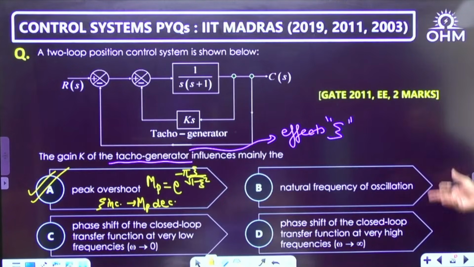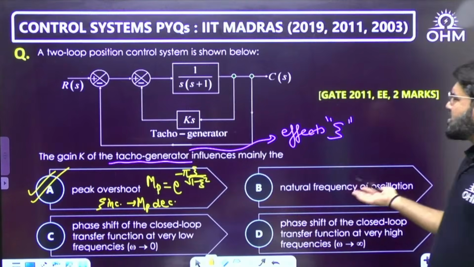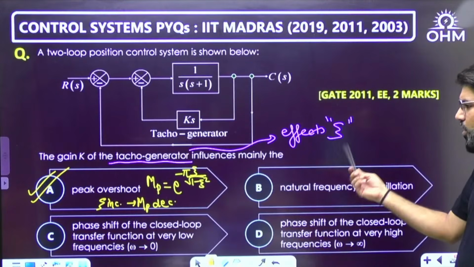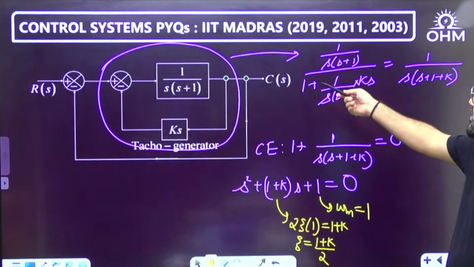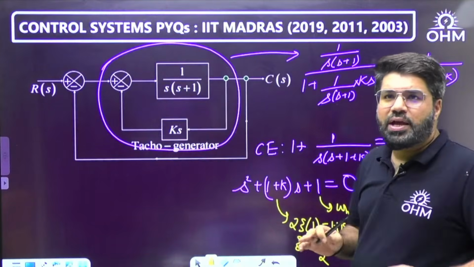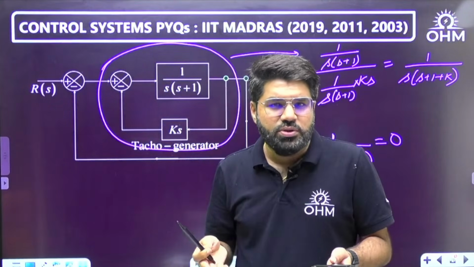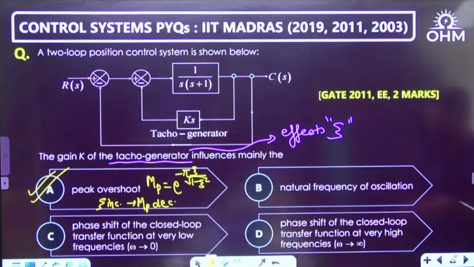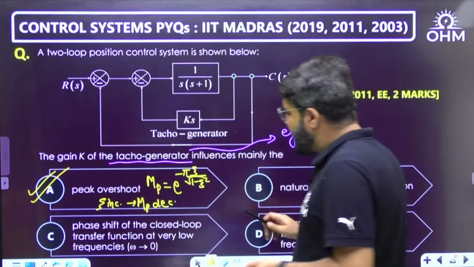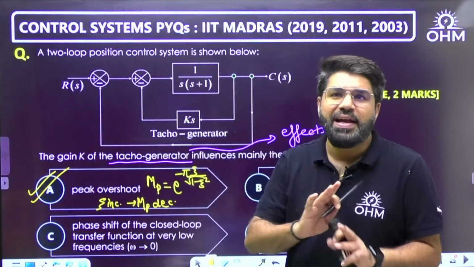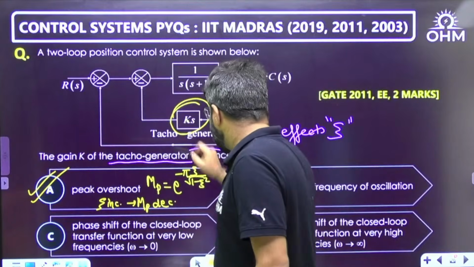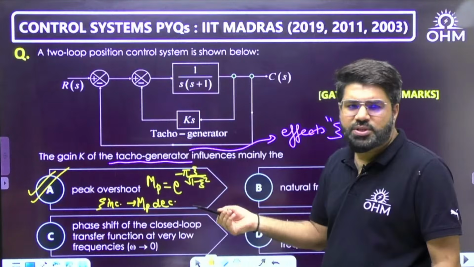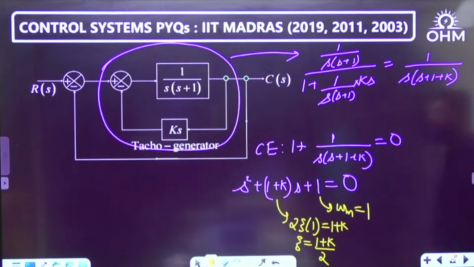The natural frequency of oscillation remains the same. Because it is an MCQ with one option correct, there is no need to check C and D. But if you take the overall phase angle of the closed loop transfer function, you can find it by putting s equal to j omega. At low and high frequency, omega tending to 0 and omega tending to infinity, both will be independent of K. That means the tacho generator will not affect what is mentioned in options C and D, but that is not required. We got option A, only one answer correct. You can move ahead to the next question.